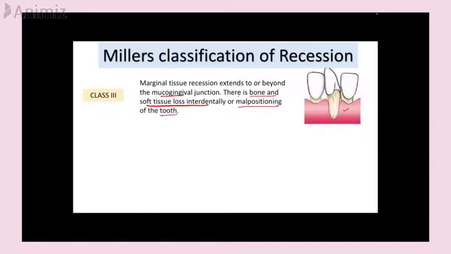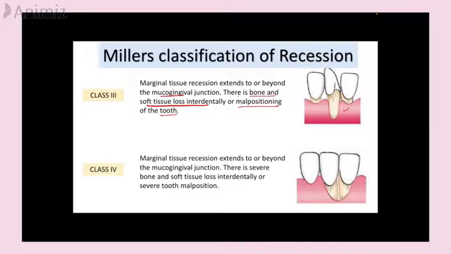Now moving on to class 4 type of recession. In this type, recession will extend to or beyond the mucogingival junction and there is severe bone and soft tissue loss interdentally, and there can be severe tooth malpositioning.